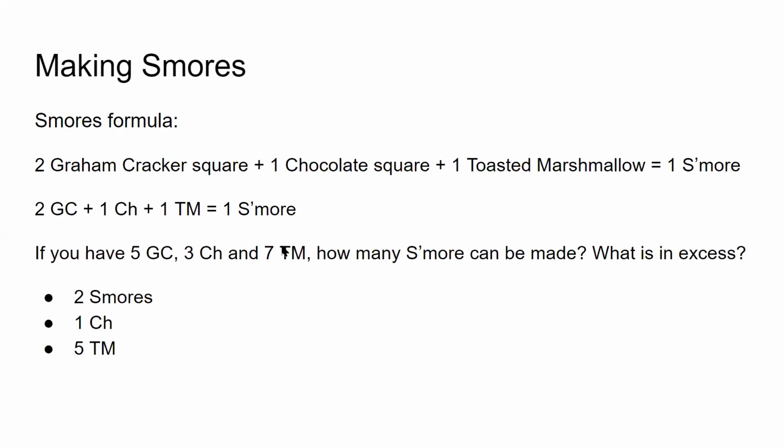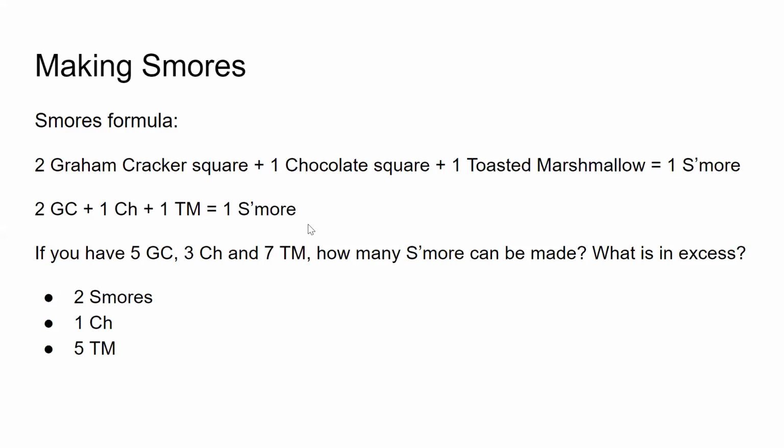So let's think about this in more simplistic terms that we can all have a common understanding of. Let's talk about the common s'more, our favorite campfire food. Toasted graham crackers, a piece of chocolate, and a toasted marshmallow give you a s'more. So if I have the chemical formula here for that as 2 graham crackers plus 1 chocolate square plus 1 toasted marshmallow is going to give me a s'more.